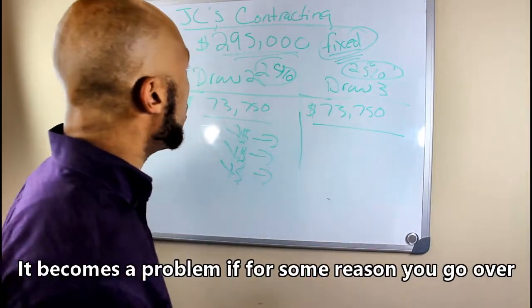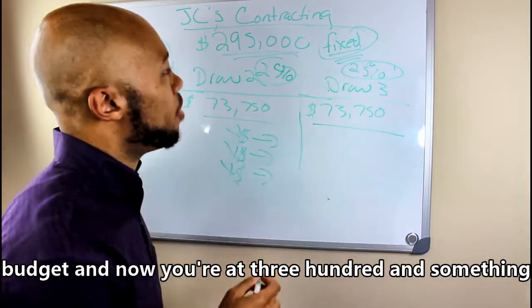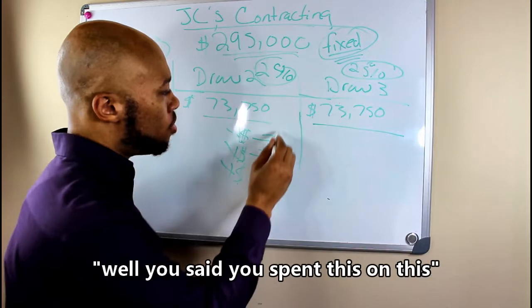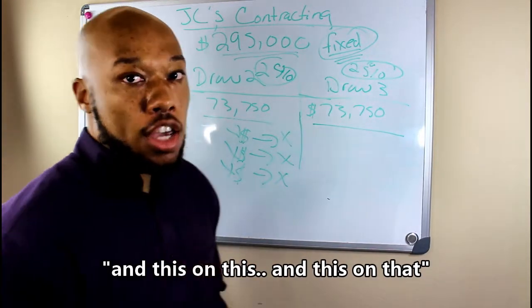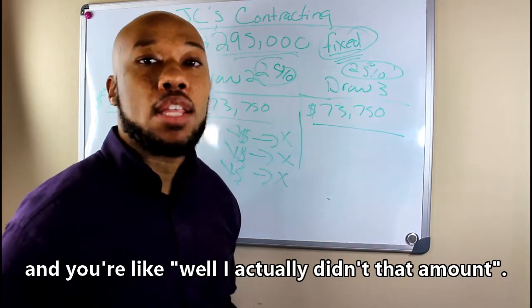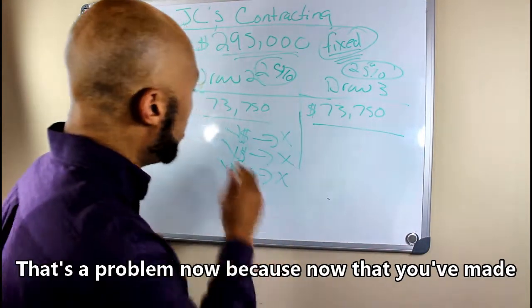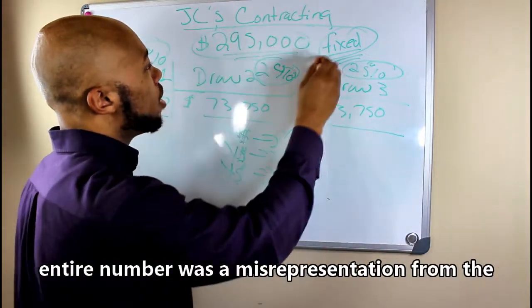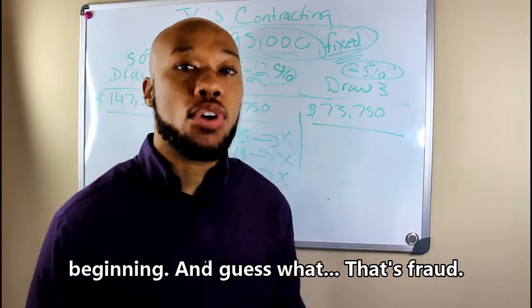It becomes a problem if you go over budget and now you're at $300-something, $400,000 on the project. Because then when they come back and look at these, they'll say, well, you said you spent this on this, and this on that, and you're like, well, I actually didn't spend that amount. That's a problem now, because you've made these misrepresentations, which makes it look like this entire number was a misrepresentation from the beginning. And guess what? That's fraud.